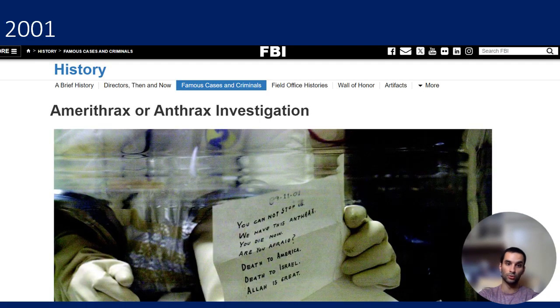Now, in our time, probably the most famous was the Amerithrax or anthrax investigation, where envelopes were sent to postal workers. And while fewer people were sickened compared to the 1984 attack, several people did die. So this was a much more lethal type attack.